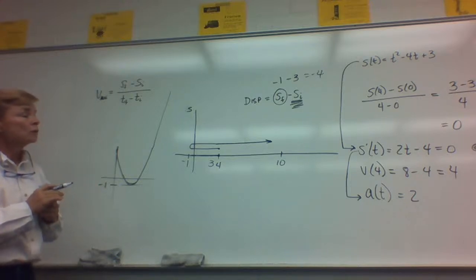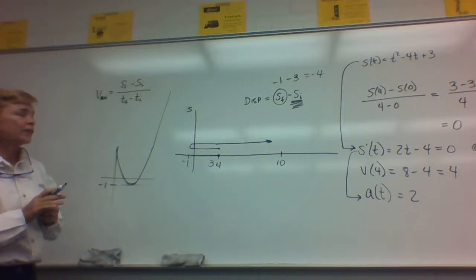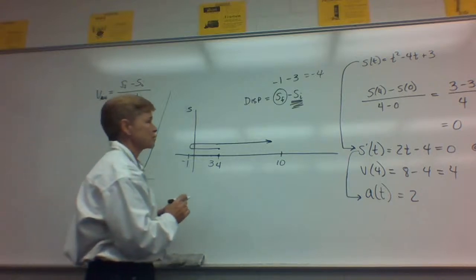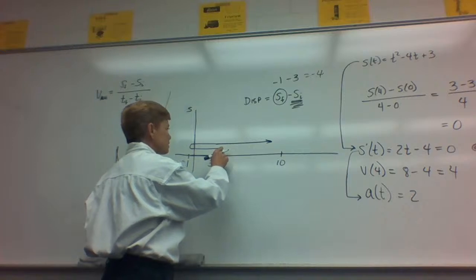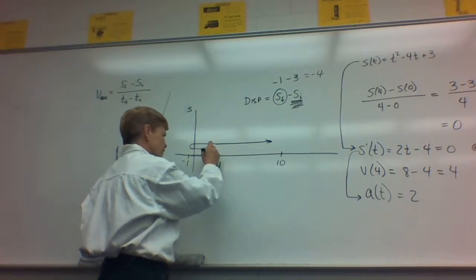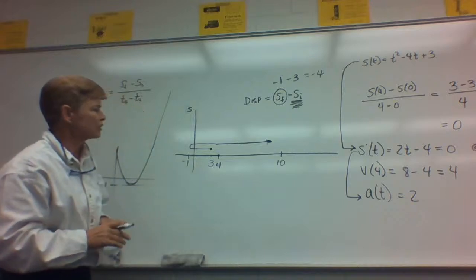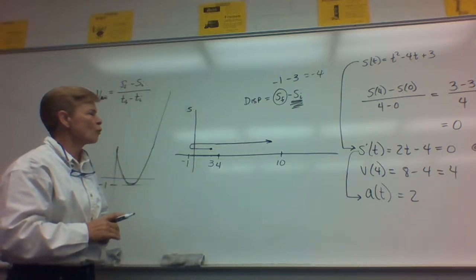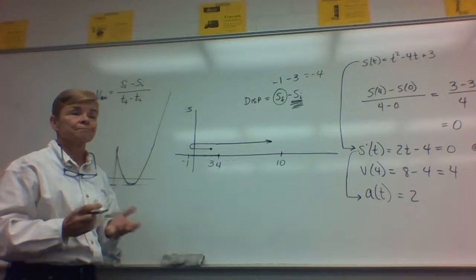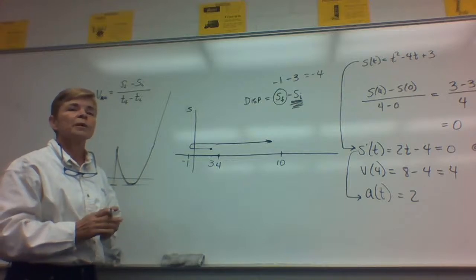And so a better way to describe it is, when we start the clock, what's its position when we start the clock? It's 3. So it starts at 3, moves left 4 units in the first 2 seconds, turns around and goes right forever. That would be a description of its motion.